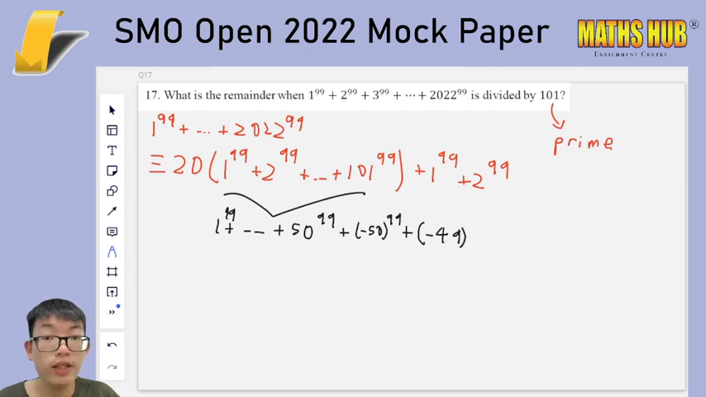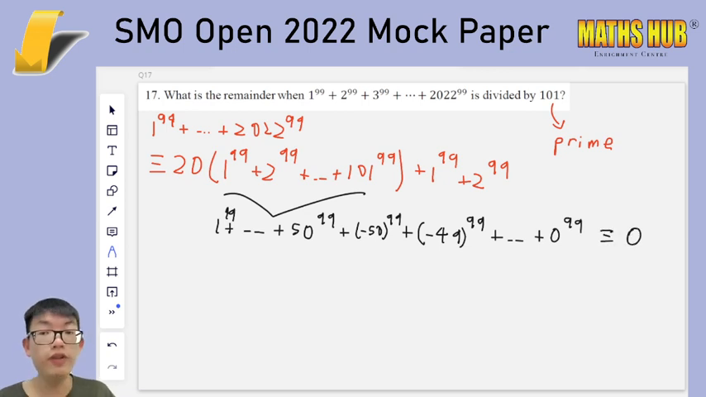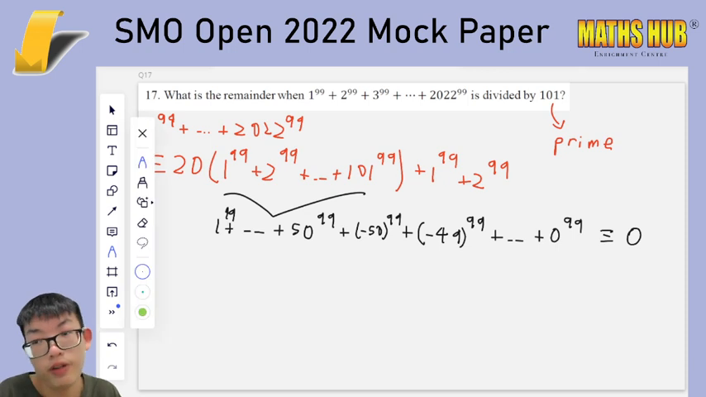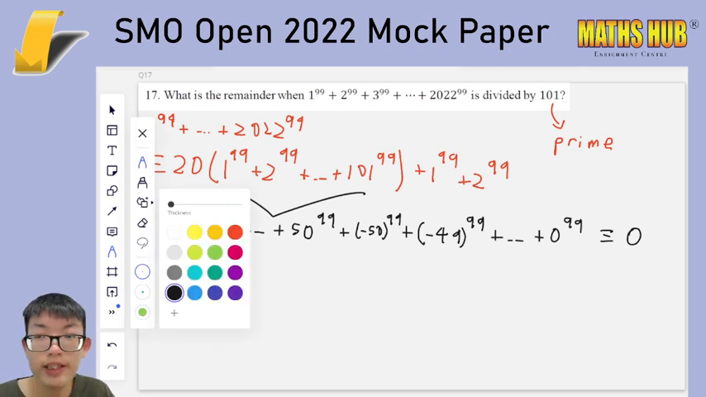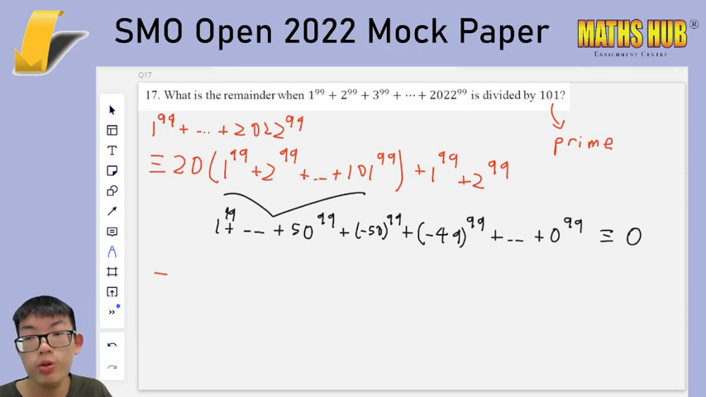So all of these are going to cancel off because the power is odd. So you just get a negative. And the last one will be 0 because of the 101. So this portion entirely becomes 0, which means you are just left with 1 and 2. Or rather 1 to the 99, 2 to the 99, which is 1 and 2 to the 99.